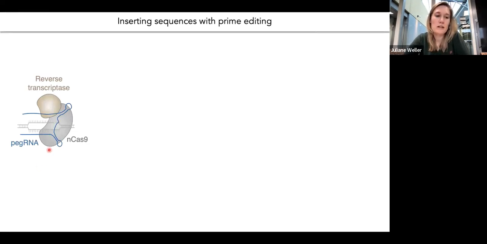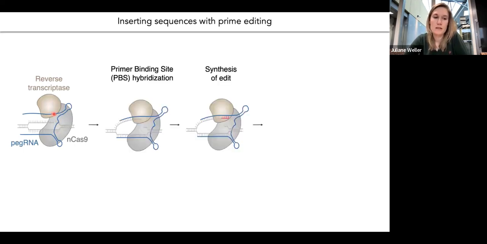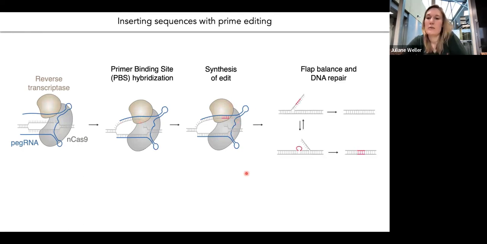Similarly to the Cas9 guides, it has a guide area that is homologous to the target region. It has a backbone, and then we have here the 3' extension where the template for the edit is. The 3' extension also has a primer binding site, which hybridizes with the created flap in the DNA. And then the reverse transcriptase synthesizes the edit, which leads to 2 DNA flaps. Depending on which flap is integrated and which flap is repaired, we either get the edit in the DNA or the DNA is put back into the original state.